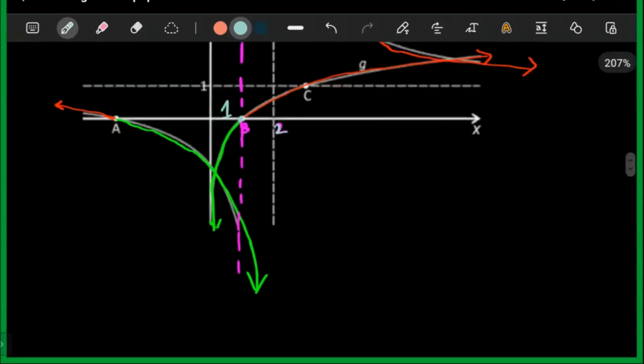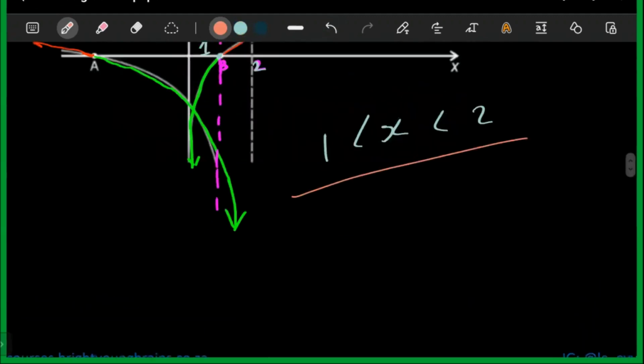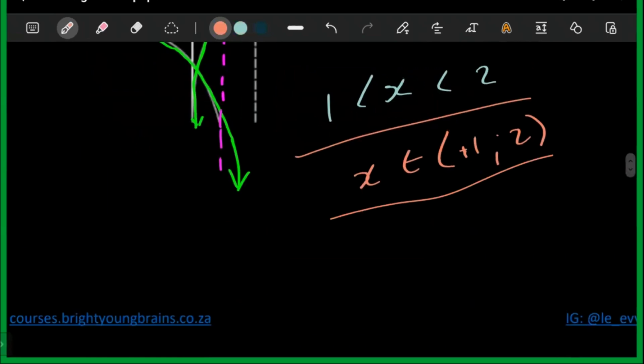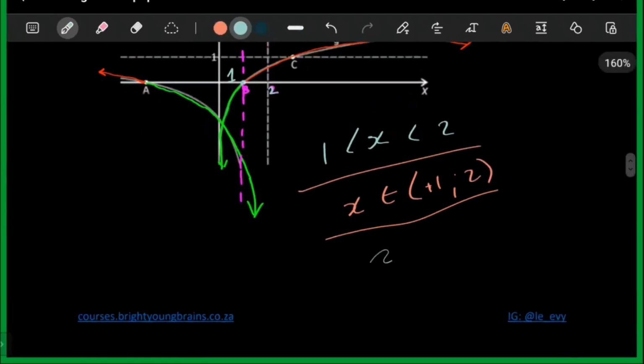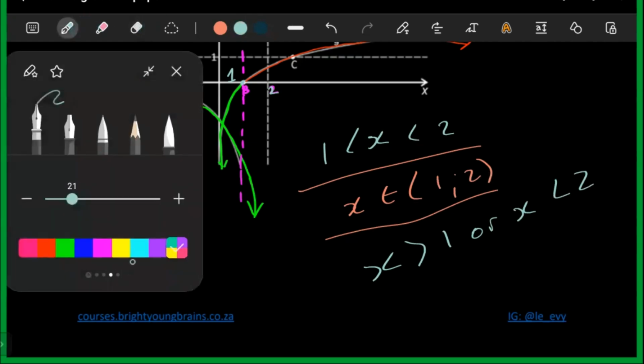We can see here our x values are bigger than 1 or smaller than 2. That's one way to answer the question. Another way you could have said is x is an element of positive 1 up until positive 2. Another way you could have written it out, you could have just said x is bigger than 1 or x is smaller than 2. These are all three ways of writing the same thing. So you can just choose which way you want to write it out.